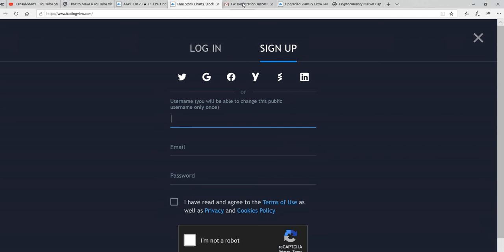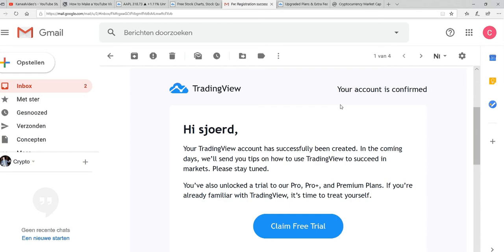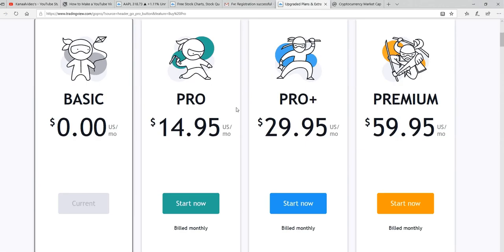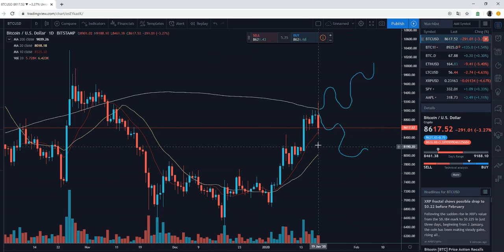After you've done that, you will receive an email with a confirmation and with a free trial proposal. I highly recommend taking the trial, going over the plan, and taking the pro one, of course. After that, you fill in your own details and information, and you will be set up immediately. I'll explain what you have to do to get to these settings.